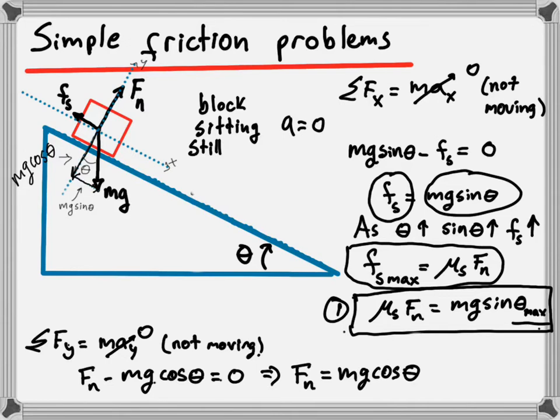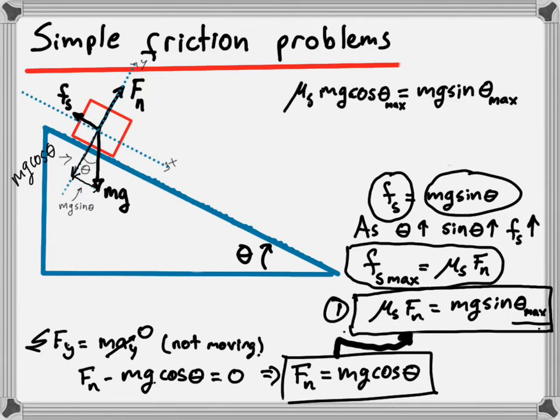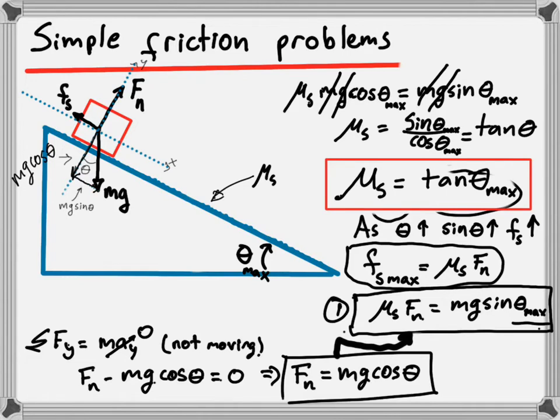So that is the value of the normal force, which we can now plug into equation number 1, replacing Fn with mg cosine theta. The equation reads: mu sub s times mg cosine of theta max equals mg times the sine of theta max. In this equation we can cancel the mass, cancel g, and divide by cosine of theta max on both sides, and we have that the coefficient of static friction is equal to sine theta max divided by cosine theta max, which you all know there's a short way to write. That is the tangent of theta max.